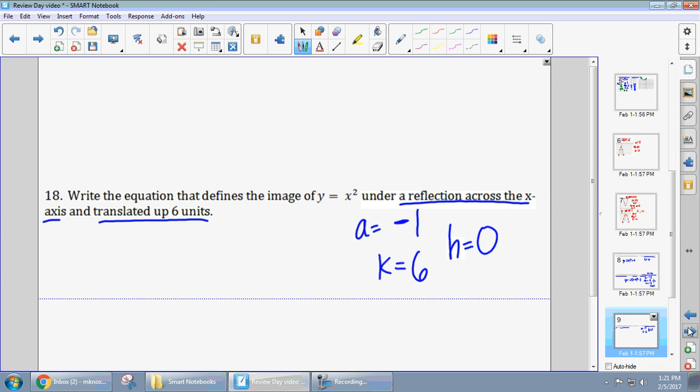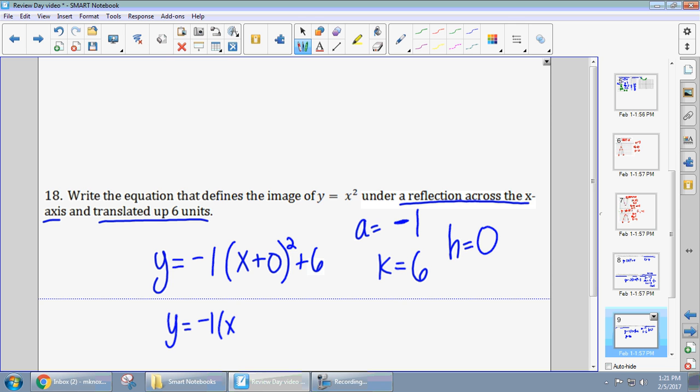Now we can just fill in our a, h, and k into our equation. Y, or f of x, equals negative 1 times x. I don't have an h, so if you wanted to do plus or minus 0 squared, that's fine, and then plus 6. The simplest way to write it would be y equals negative 1 x squared plus 6.